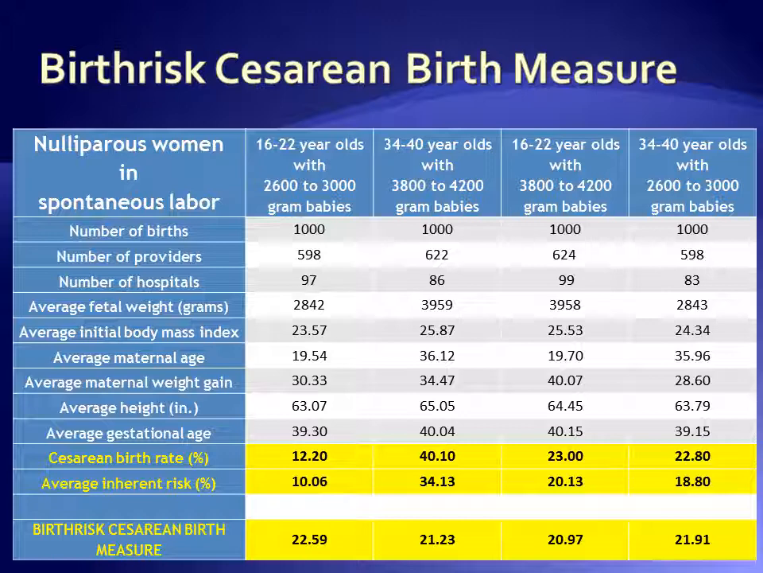Note the very different cesarean birth rates and very different inherent risk for each of our four groups. Also note the very similar Birthrisk Cesarean Birth Measure for each group. Once again, this illustrates the ability of the Birthrisk Cesarean Birth Measure to be used in any population of patients, and it is this ability that can empower every obstetrical care provider with the ability to find the labor management strategies that can safely decrease the cesarean birth rate.